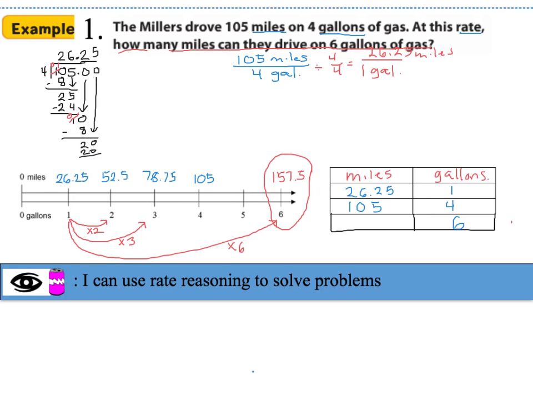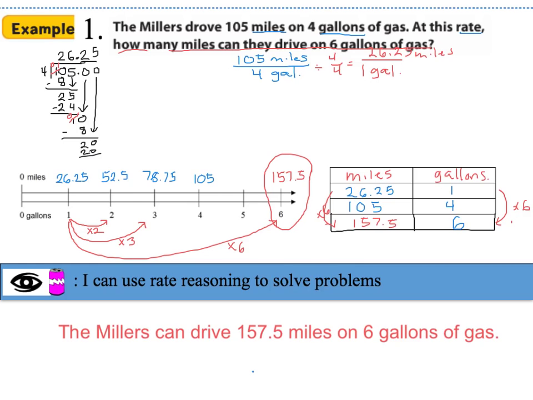And using the unit rate, I can multiply the unit rate by 6 to get 6 gallons. So if I do that to the gallons, I need to do that to the miles. So let's multiply that by 6. And if I do the math, I'll get 157.5 miles per 6 gallons. So to answer this question, I can say that the Millers can drive 157.5 miles on 6 gallons of gas.